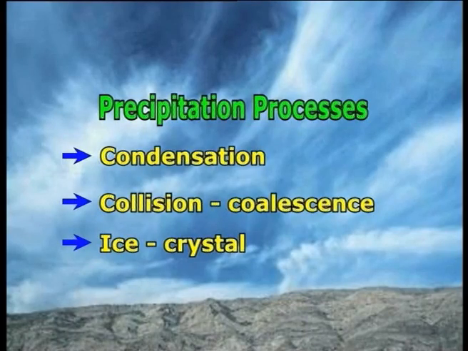Now, let us have an overview of the basic processes responsible for producing precipitation. Condensation, collision coalescence and the ice crystal process are considered the three major processes for producing precipitation from clouds. Condensation in clouds is considered an inefficient precipitation-producing process which is unlikely to produce precipitation by itself.